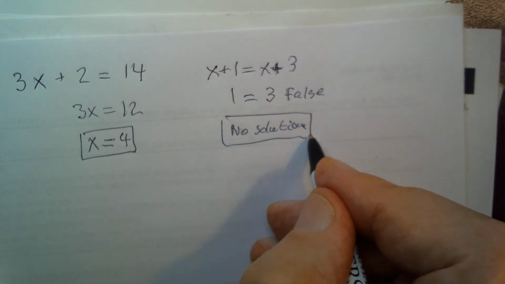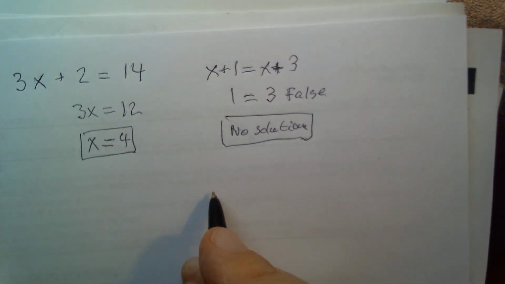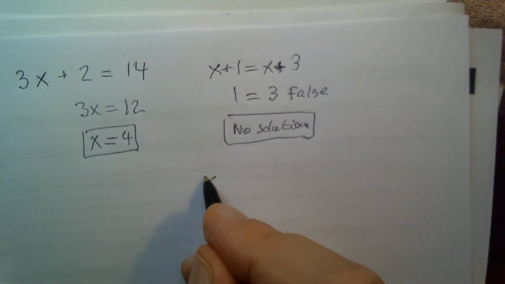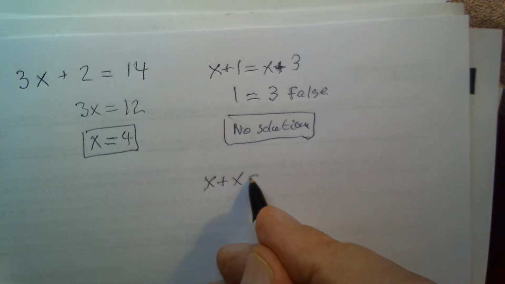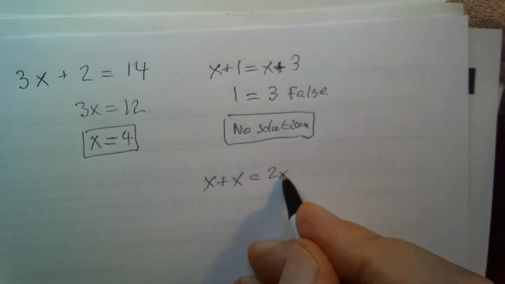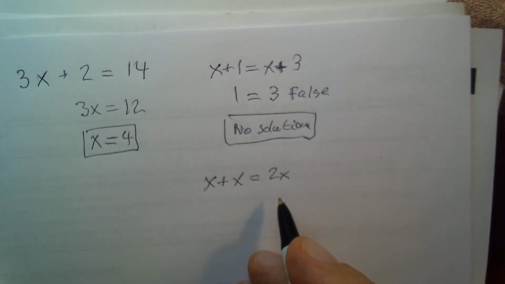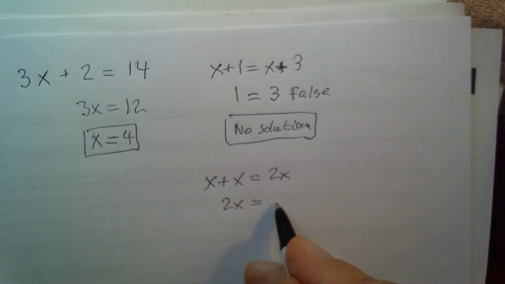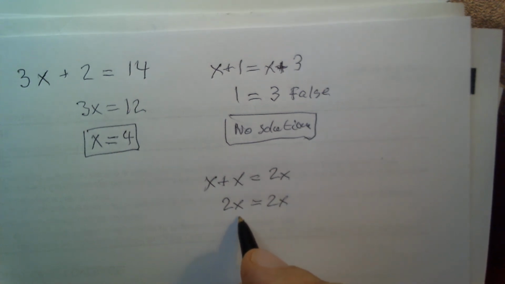And a third case that may occur when you have an equation in one variable, for example, the equation x plus x equals 2x. If we simplify the left side, it would be 2x, that equals 2x. And so any real number would work as a solution. So there are infinitely many solutions.